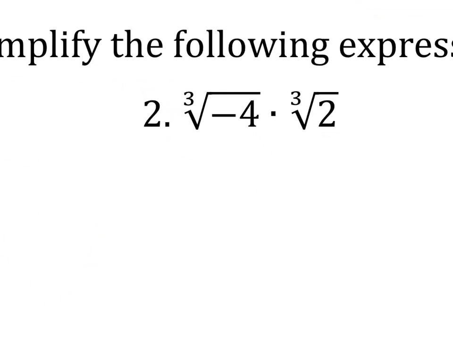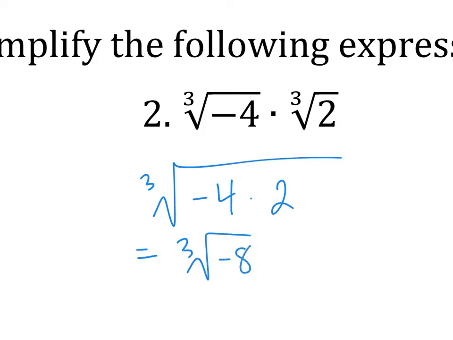Number 2, can I multiply them together? Yes. So what you do is if you can multiply them together, you just multiply the radicand. So cube root of -8. What's the cube root of -8? -2.